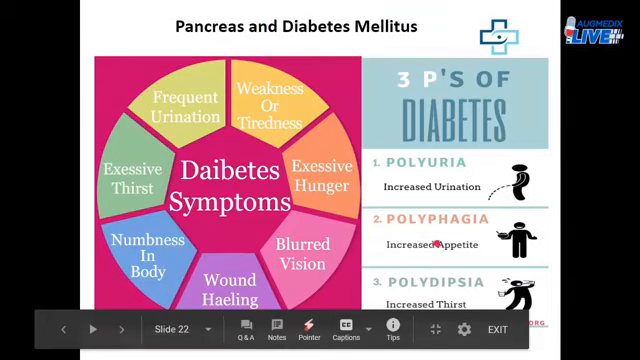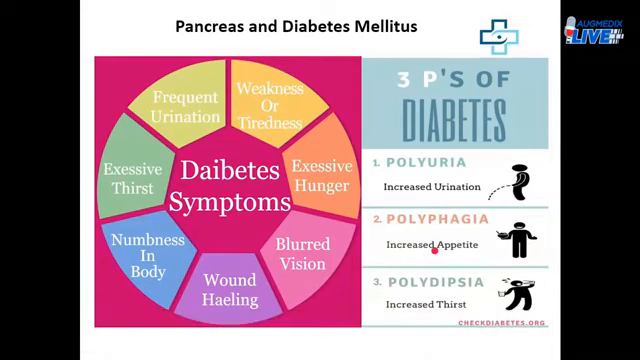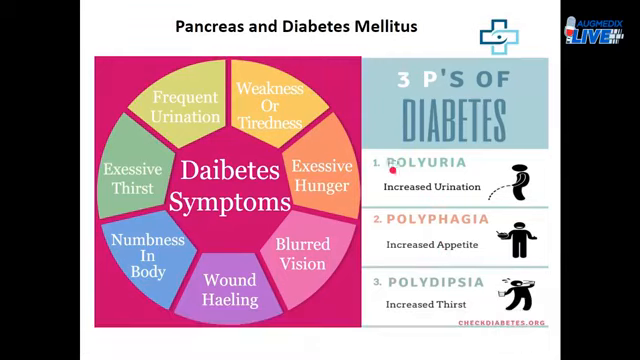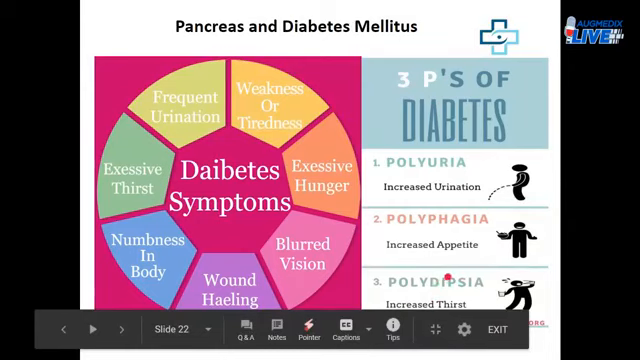Now, why does polyphagia occur? Because the glucose is being released outside the body with the urine, and the cell is deprived. So the patient is always hungry because the glucose is not reaching its cells. Okay, so the patient will present with increased appetite. This is known as polyphagia. So the way to remember is 3P: polyuria, polyphagia, and polydipsia.